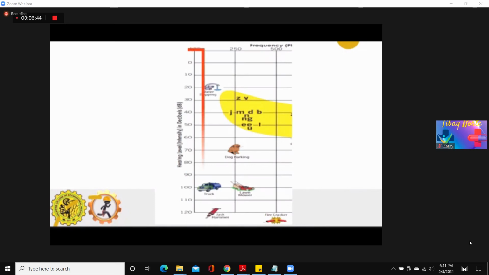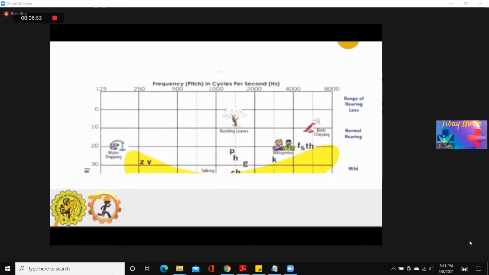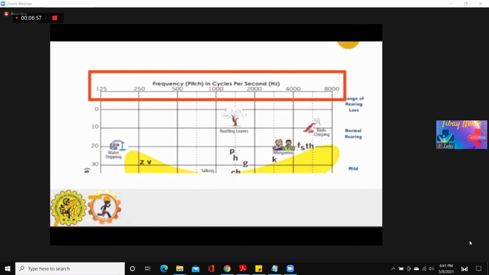On the y-axis, you can see the level or intensity in decibels indicated here from 0 to 120. On the other hand, on the x-axis, the frequency indicated in hertz from 125 to 8000. This may also be rounded off to kilohertz as 0.125, 0.250, 0.5, 1, 2 kilohertz, and so on.